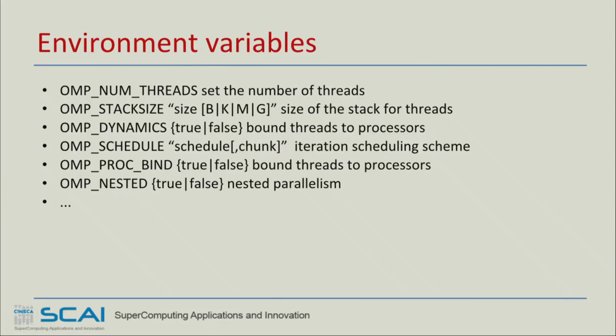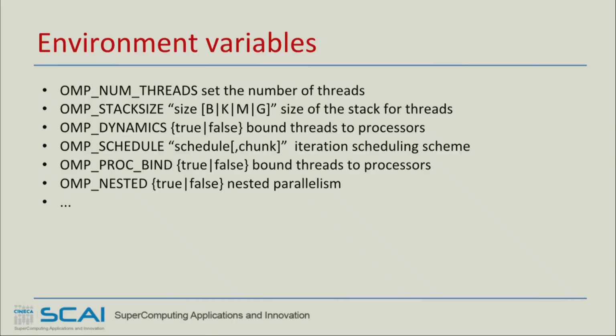Okay, I told you that there are several ingredients. One is the precompiler directives. The second one are environment variables. There are a lot of environment variables that can specify something related to the execution. For example, the first one, which is by far the most used, is to set how many threads you want to use.